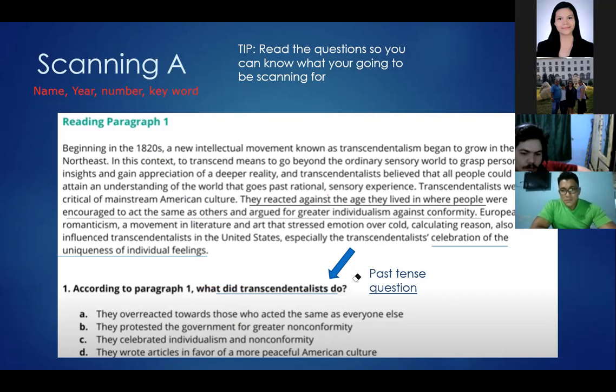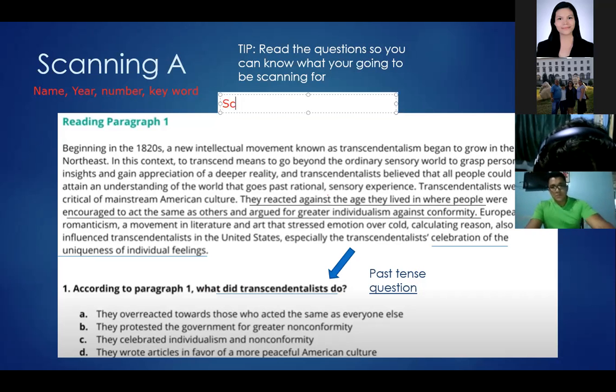What is something that you should always do before scanning? Read the question. Yes. And then read the answers. Okay, very good. Now, I recommend that you read the question. Trabajen en este orden. This is my recommendation to you for scanning. Estamos hablando de scanning right now. So my recommendation is that number one, read the question. Number two, scan.